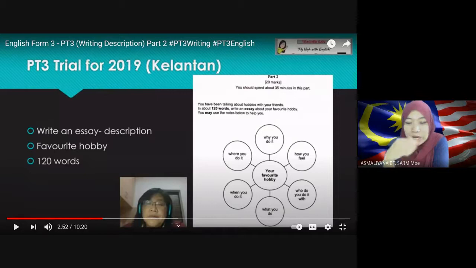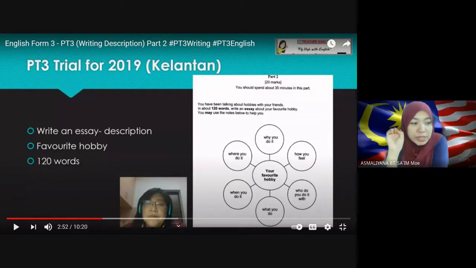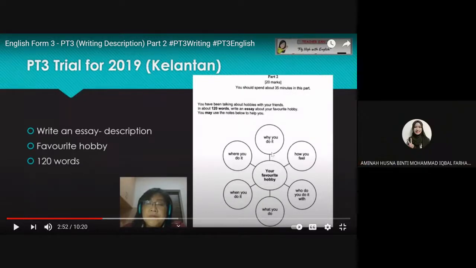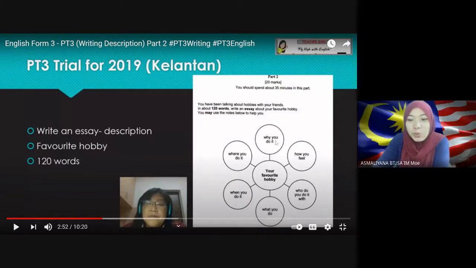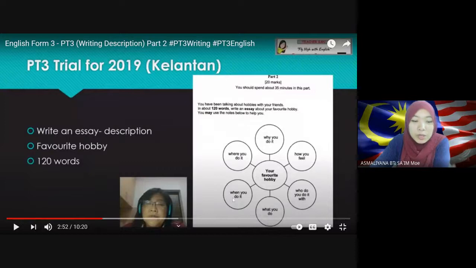Kalau awak dapat soalan ni. 3 paragraphs. 3 paragraph. How would you do it? Macam mana nak buat? Yang ni soalan ada 6. There are 6 questions. How are you going to do it? Combine. Okay, why dengan how, who dengan what. Depends lah how are you going to plan. And then the last paragraph apa? Last paragraph kena tulis apa? Penutup. Conclusion. Maybe you talk about your hobby.